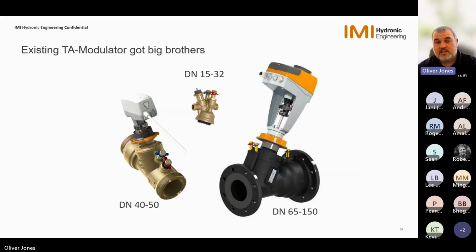And as I said before, this is our smaller unit. It also has two larger brothers, one slightly larger brother, which is our DN40 to DN50, and then our very larger brother, which is the DN65 to 150 mil.